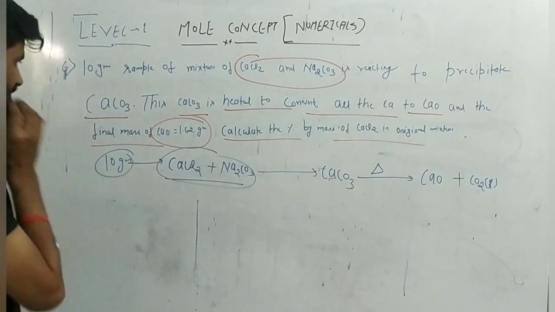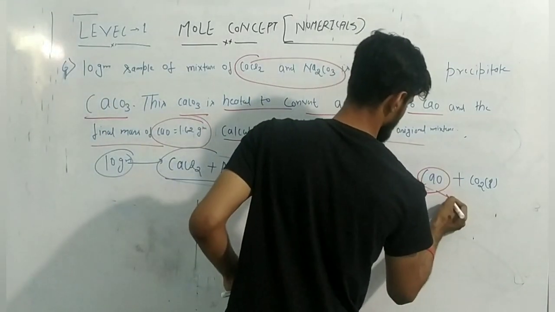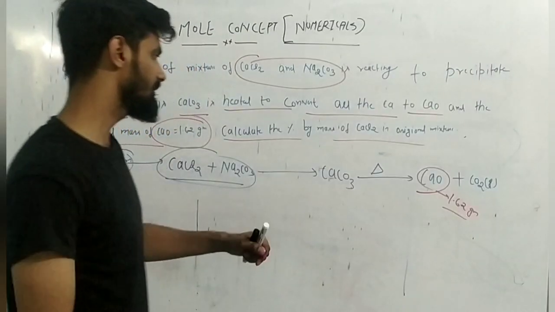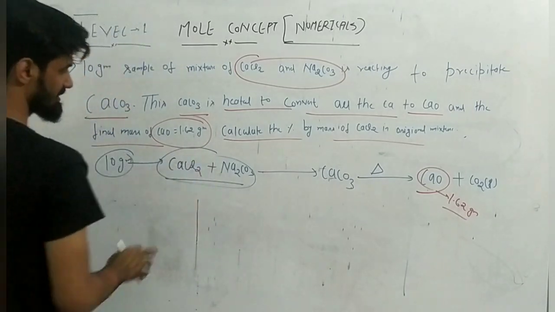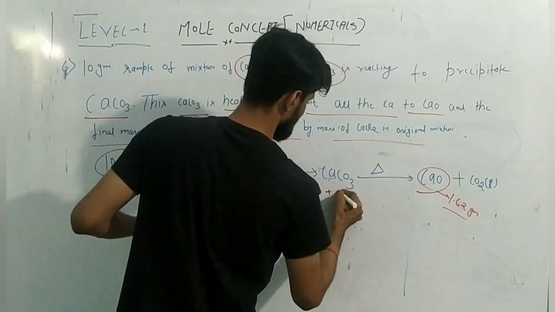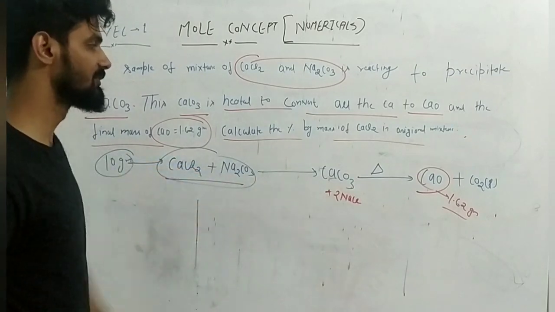Now understand, the final weight of CaO is 1.62 gram, which is given in the question. Now how will you proceed with the solution of this question? Just understand. If you balance the equation, CaCO3 is formed, and here you will get 2 moles of NaCl.